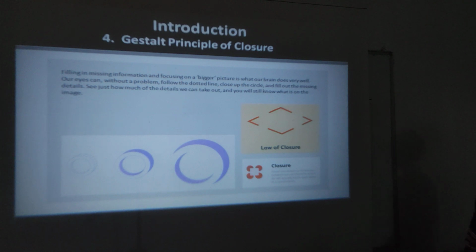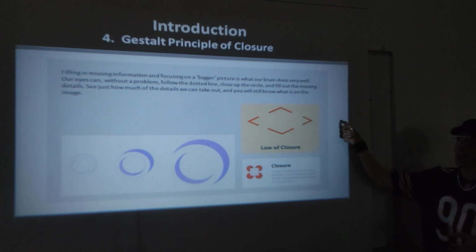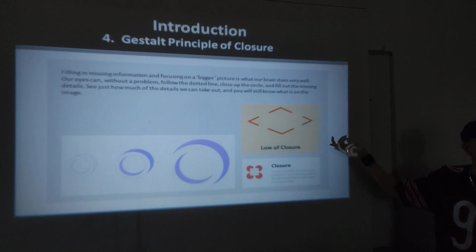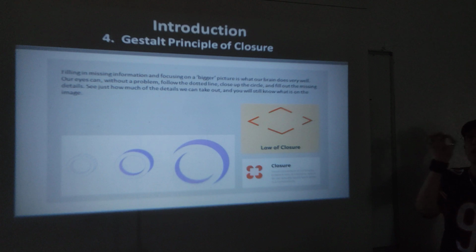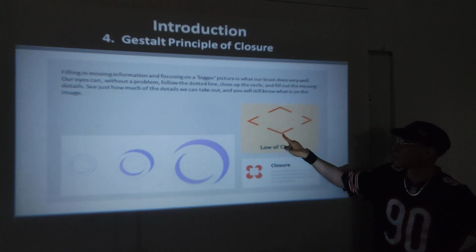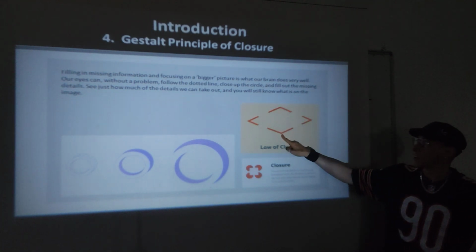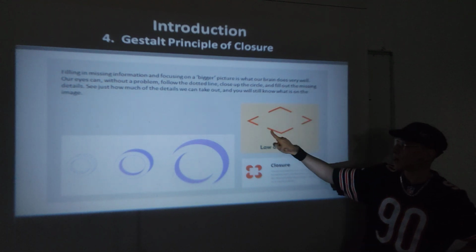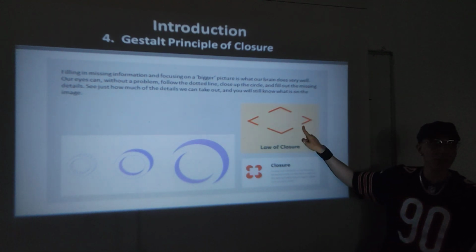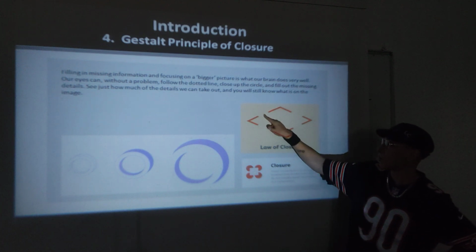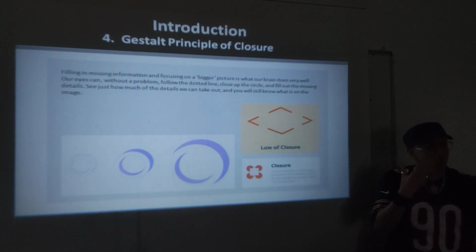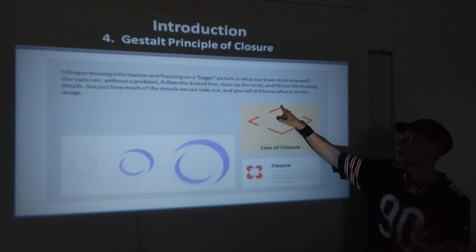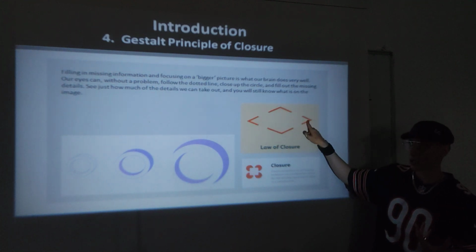Another principle, it's called the principle of closure. It basically tells you that when you design something, you don't need to always have a complete shape. For example, when you look at this, your eyes see it as a complete shape. But in fact, this is open, open, open, open. But your eyes still perceive it as closed.